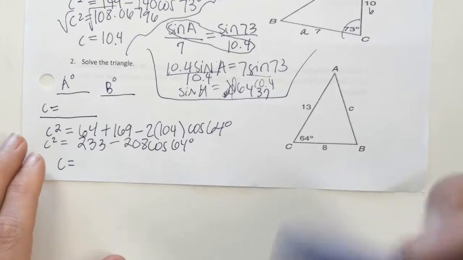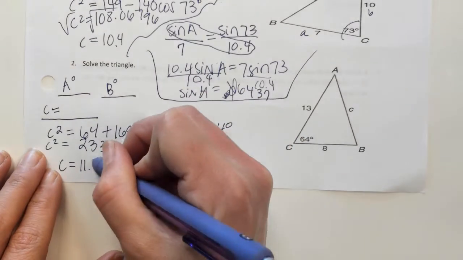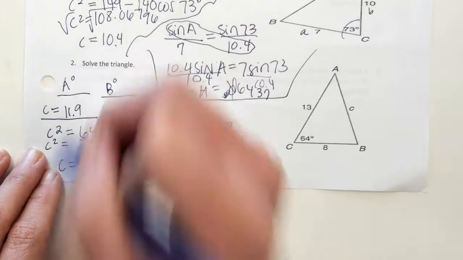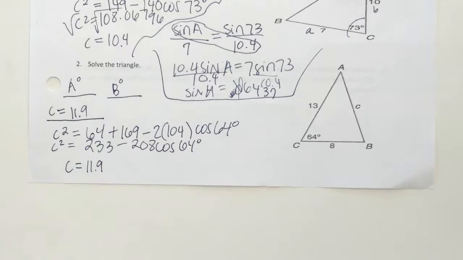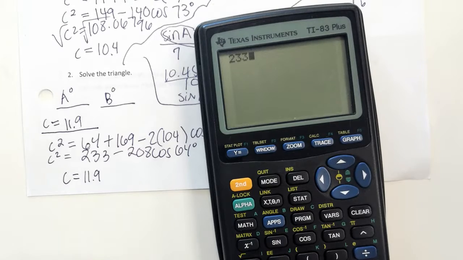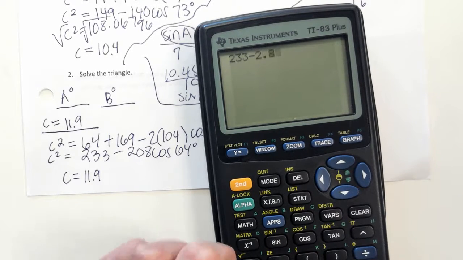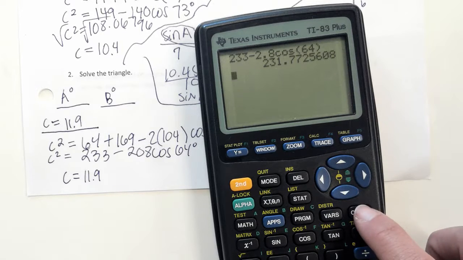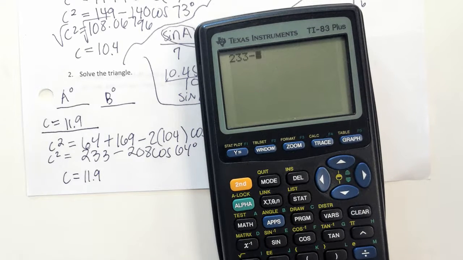What'd y'all get for C? Final answer. 11.9. Do I need to show how we got this in the calculator? Yes. Okay, it might just have been a rounding thing. So when you type it in just like you see it, Justin, it's 233 minus 208 cosine 64.